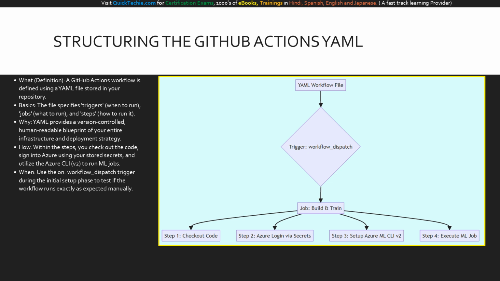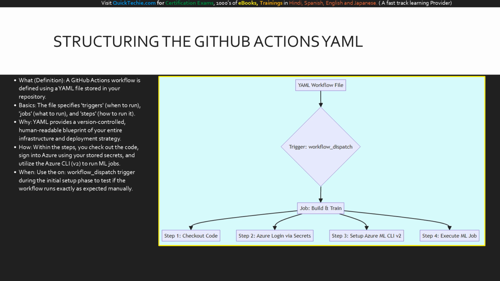In GitHub, workflows are defined using YAML configuration files stored directly in your codebase. This file dictates three things: the triggers, defining when the pipeline should start, the jobs, grouping the workload, and the granular steps, defining the execution. Treating your infrastructure and deployment logic as version-controlled code is incredibly powerful.